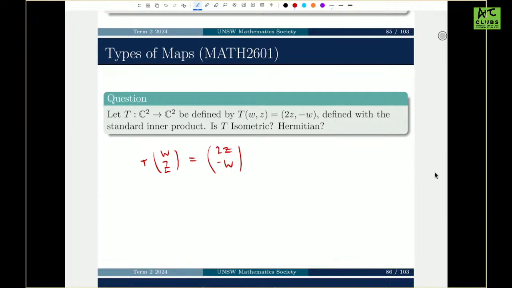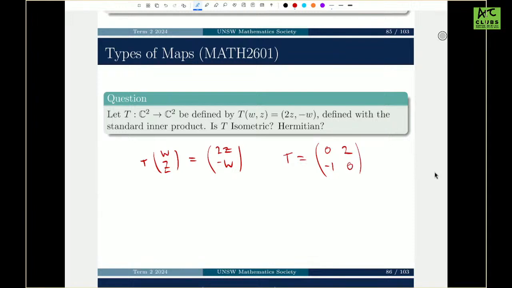By inspection, we can pull a matrix out of this. Just imagine a 2 by 2 matrix in your head. The top row times (W, Z) gives us 2Z, by matrix multiplication. We have no W's in the top component because it's just a 2Z, so this is 0. And we have 2 Z's, so this is going to be a 2 here. Similarly, the bottom row gives negative W and no Z, so this will be negative 1, and this will be 0 here.